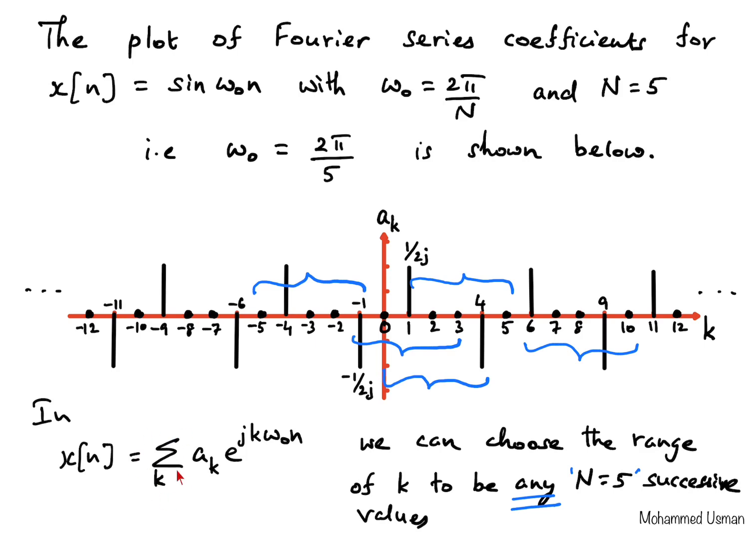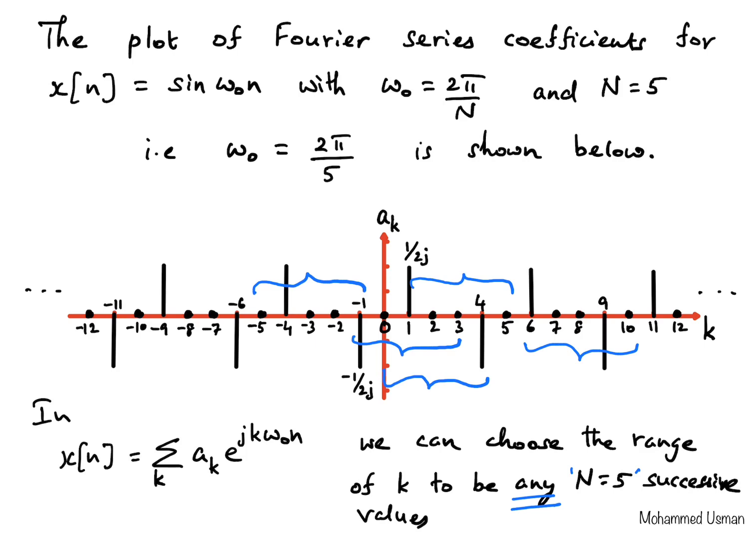So this summation interval, the range of the summation for k, can be chosen to be any n successive values. We can choose any 5 samples from here and add them together to get our original sequence. But what we notice is that in any range of n values, there are only 2 non-zero values. One of them will be 1 by 2j and the other one will be minus 1 by 2j. All the others are zeros. So it doesn't matter which interval we choose, as long as that interval consists of n successive values for k. Okay, so that is what is illustrated here.